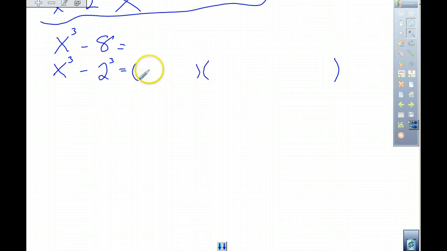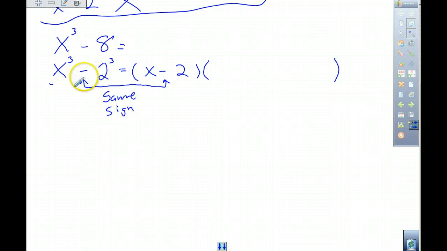The first binomial is the same, just without the cubes. And one important thing to note is that it's the same sign. So if this is negative, this one's negative. If this was positive, this one would be positive. So they're always the same sign.